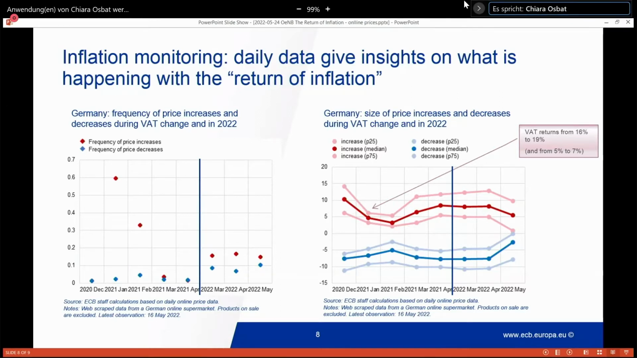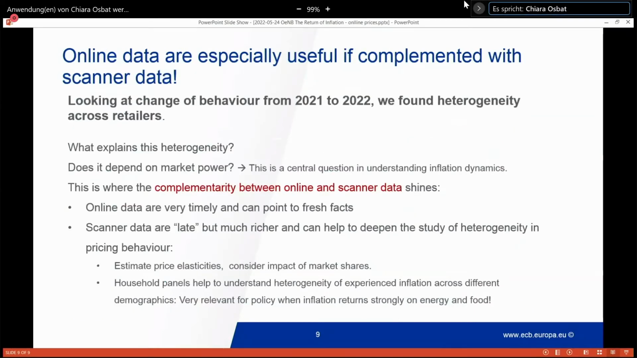Chiara, now, I'm afraid you have to conclude because we are running out of time. I'm indeed concluding, and I'm already eating a little bit in Fabio's presentation in a while, because one other thing we learned is that there is a lot of heterogeneity between the various retailers.